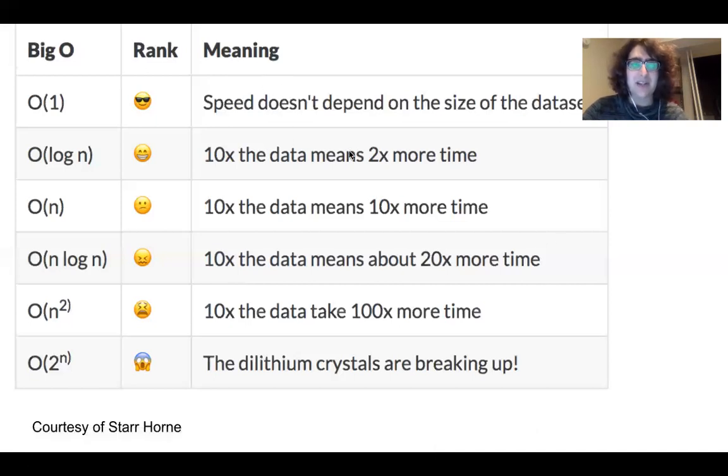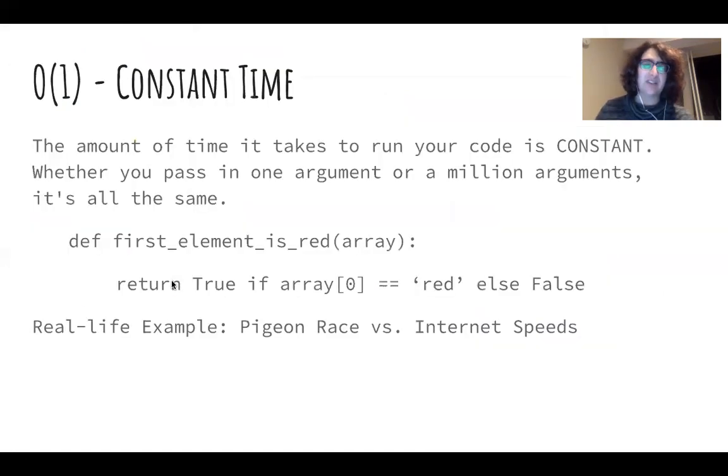So I'm going to be talking about a few of these. Log n and n log n are pretty uncommon, so I'm going to be talking about some of the more common ones: O of 1, O of n, and O of n squared. So O of 1, again, is constant time. The amount of time it takes to run your code is a constant. Whether you pass in 1 argument or a million arguments, it's all the same.